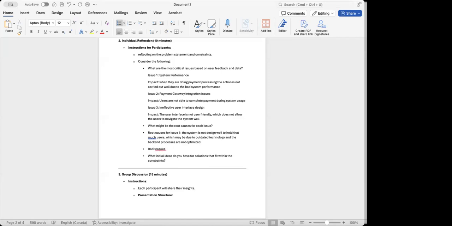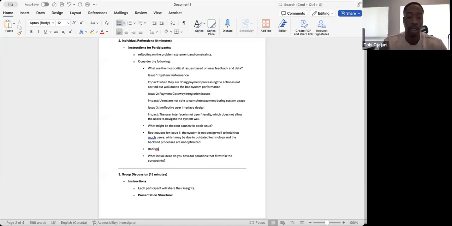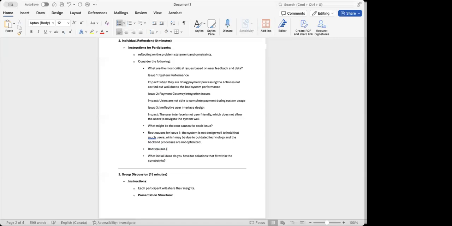Okay, Charles, you gave me issue two, right? Yes. Can you tell me what you believe the root causes are for issue two? It could be that the payment processor might be slow or not optimized enough, so users have issues with transaction errors. So the root cause might be that the payment processor API is slow, not up to the optimal standard.